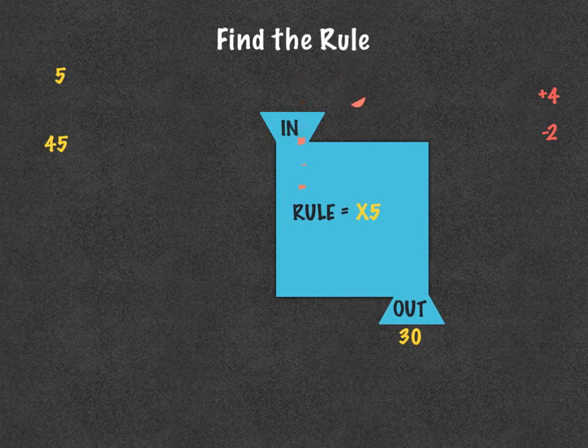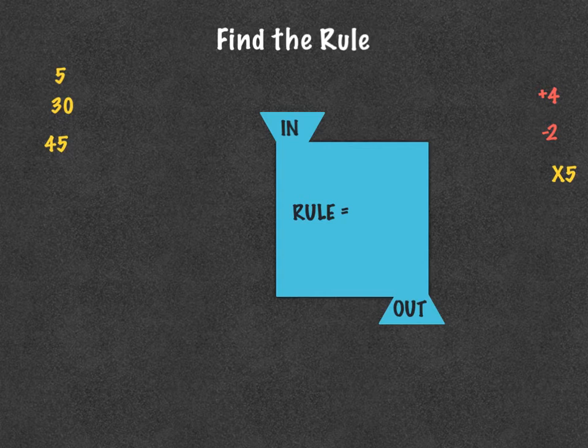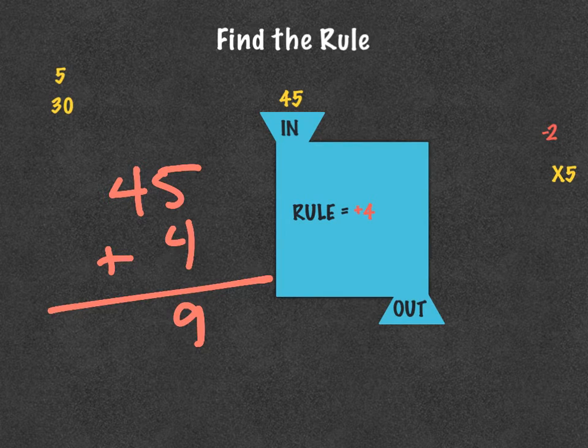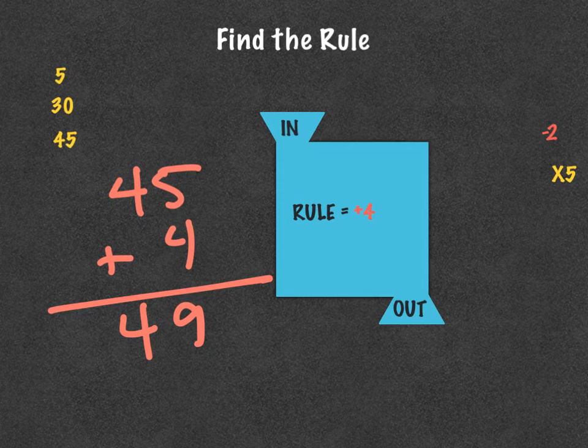Now, multiplication is not the only way that we can use a function machine. We can also use it with addition, subtraction, or division. So if we took 45 and put it through a function machine, and the rule was plus 4, we would take 45 plus 4. Never be afraid to do a little side math if you need to. So 45 plus 4 would be 49. When 45 comes through here, it comes out as 49.